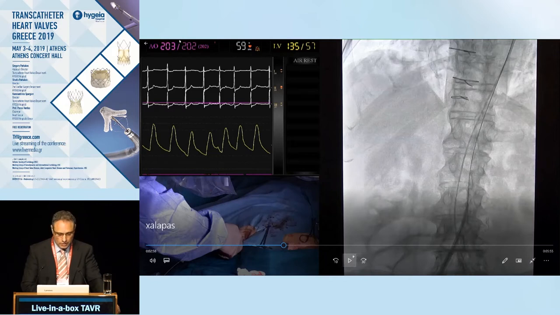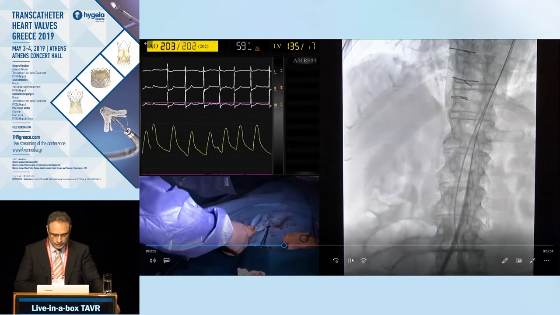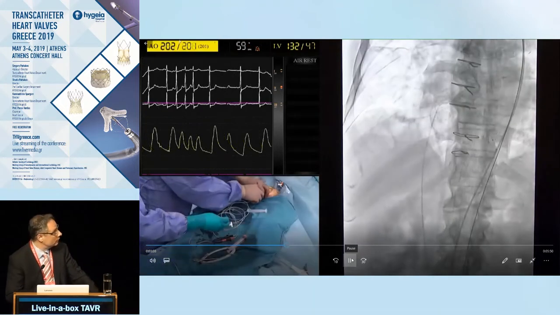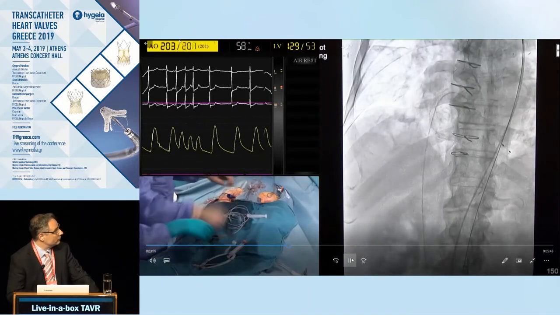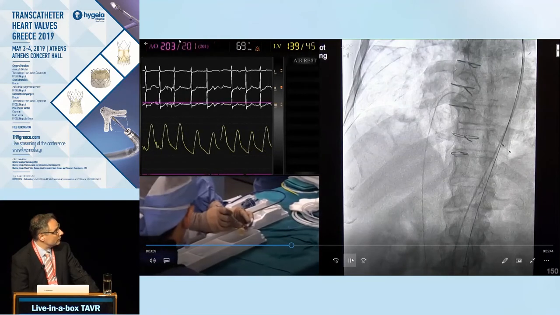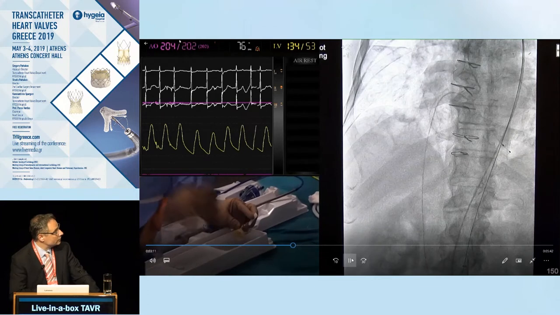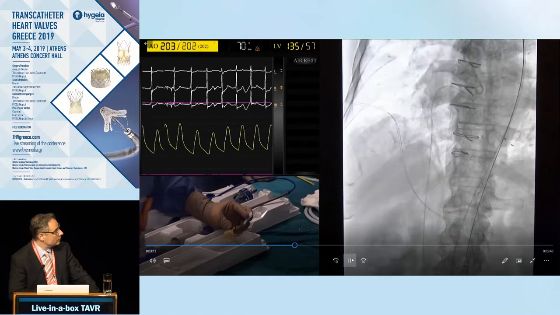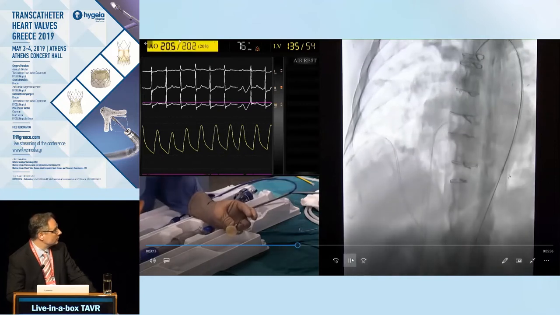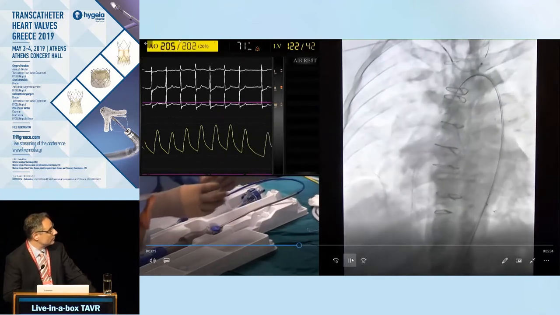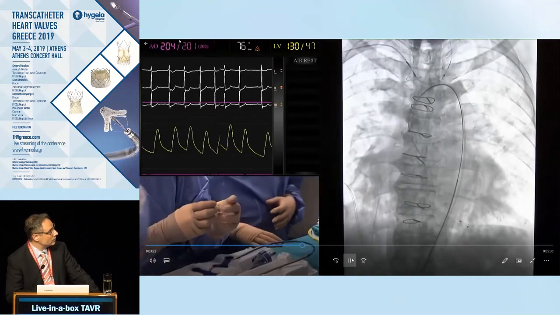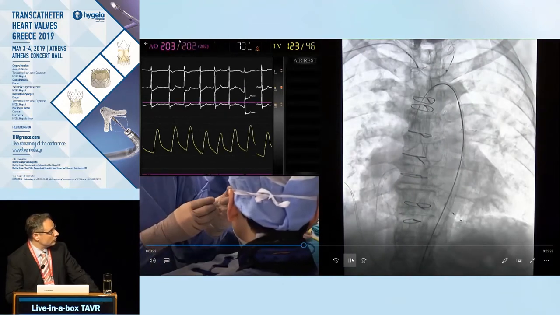Okay. Then we introduce the 6 French hydrophilic sheath at the right common femoral artery, and then we advance through the sheath from the femoral vein, 5 French, a temporary pacemaker into the apex of the right ventricle, and we stabilize it. We already start the preparation of the device. Thereafter, we introduce the pigtail catheter deep into the aortic root.